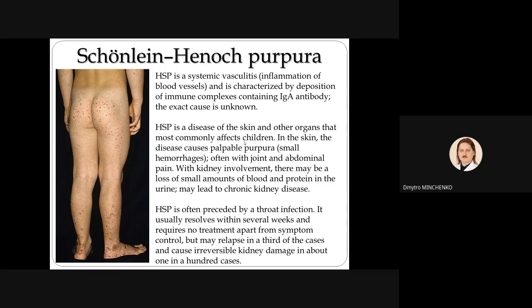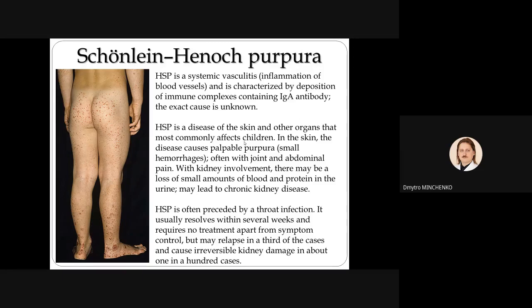So in this case, the disease affects skin and other organs, but most commonly the skin. The disease causes palpable purpura, small hemorrhages, often with joint and abdominal pain, leading to the articular syndrome and the abdominal syndrome. In about a third of the cases, we see involvement of kidneys, manifesting as glomerulonephritis, with blood and proteins in the urine. And this may transform into a chronic form of glomerulonephritis.